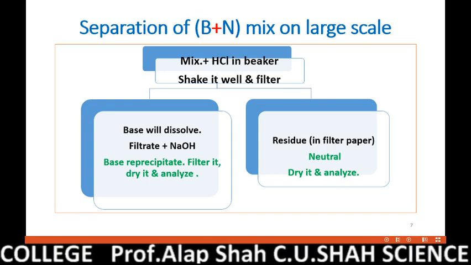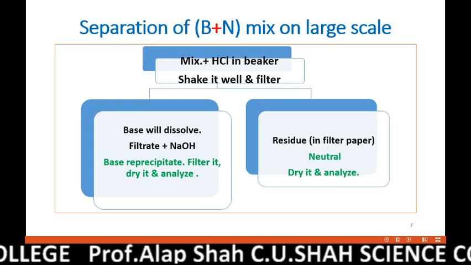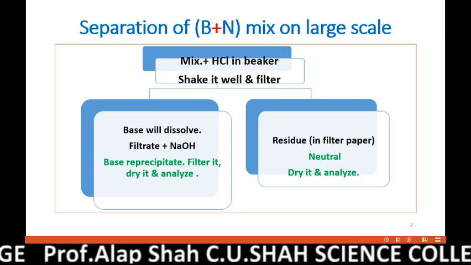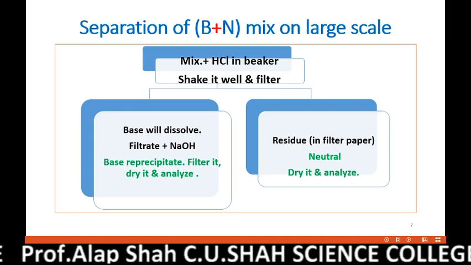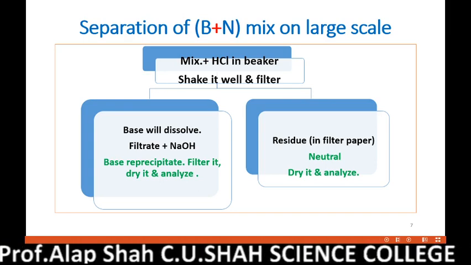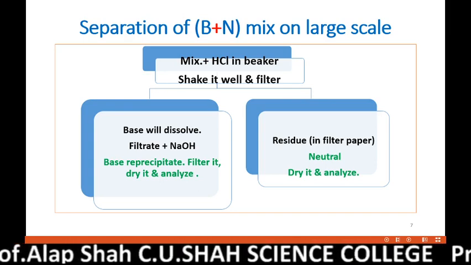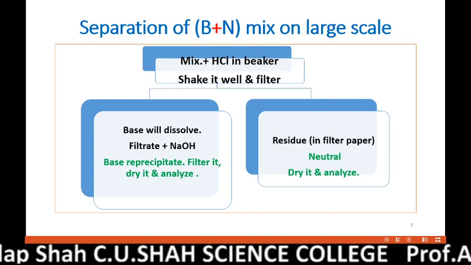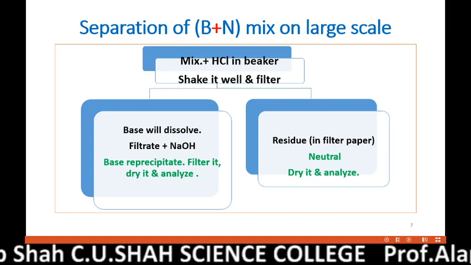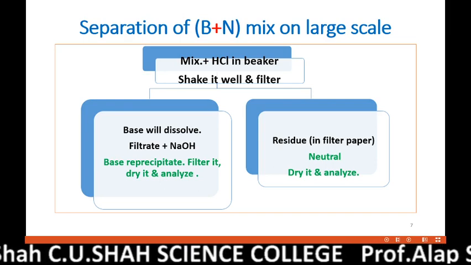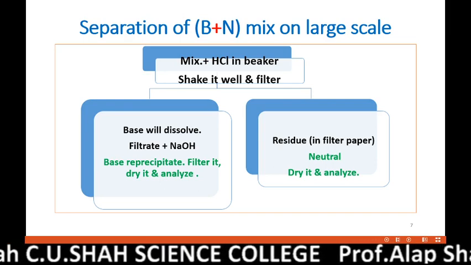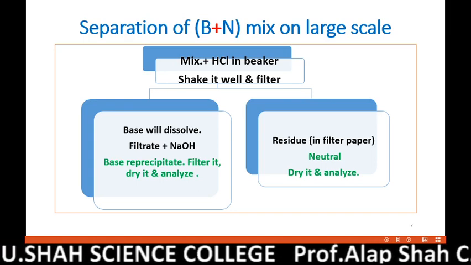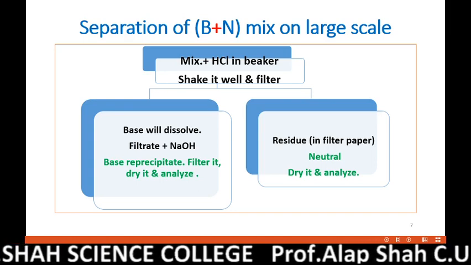So add HCl to the mixture. Always remember that base dissolves into the HCl with a little bit more difficulty. Compared to acid dissolving in NaHCO3 or phenol dissolving in NaOH, base requires more, vigorous stirring in the HCl. So base will dissolve into the HCl. Filter it. So base will be in your filtrate.